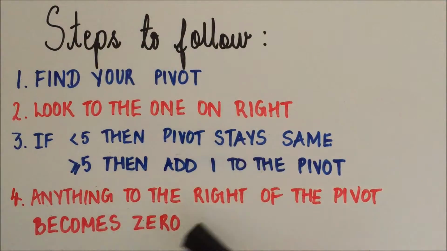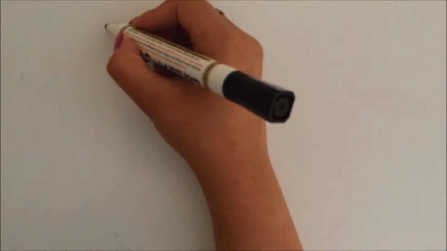So these steps are really easy and simple to follow. There's really nothing complicated about them. So if you follow them, you will be able to round up to any significant figure or any decimal places as you like. So let's put those words into action now.